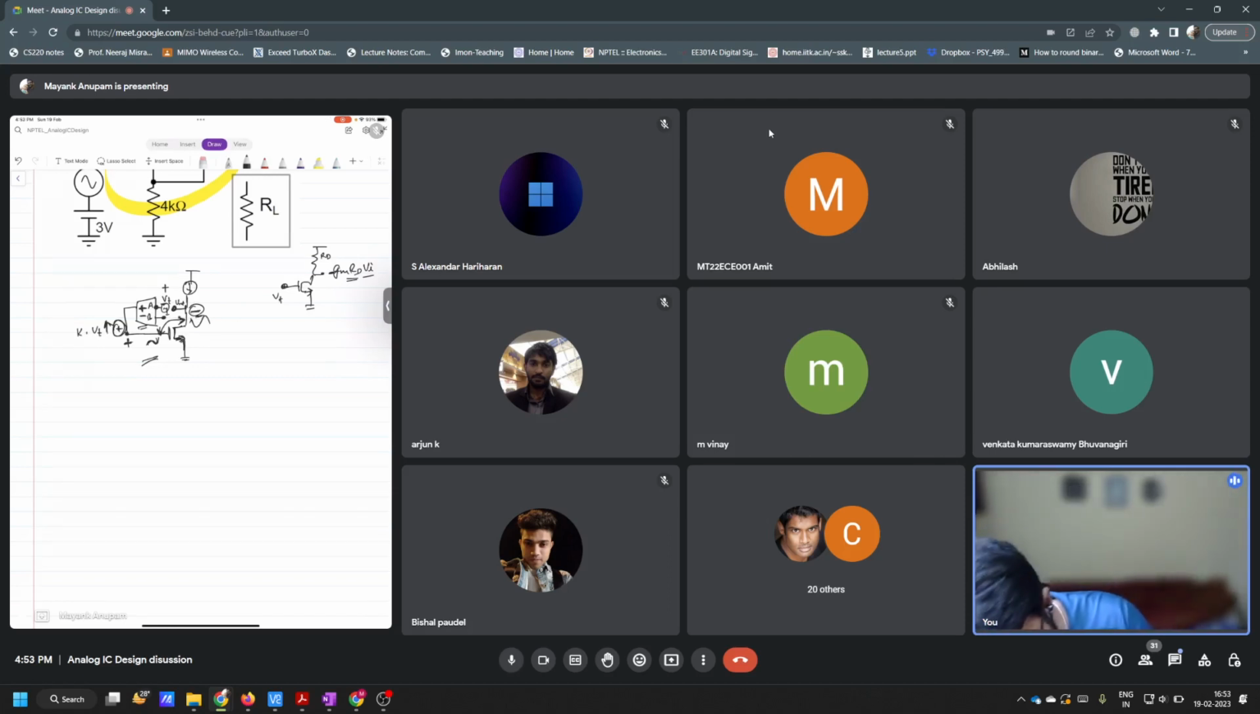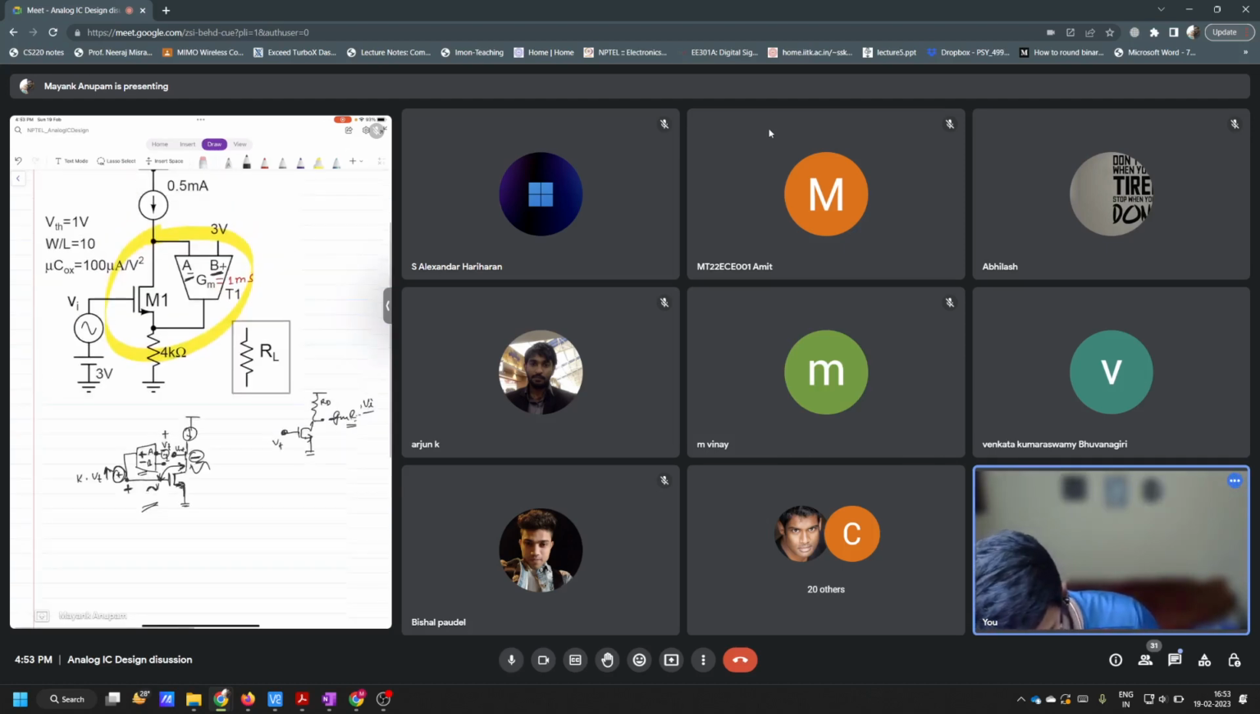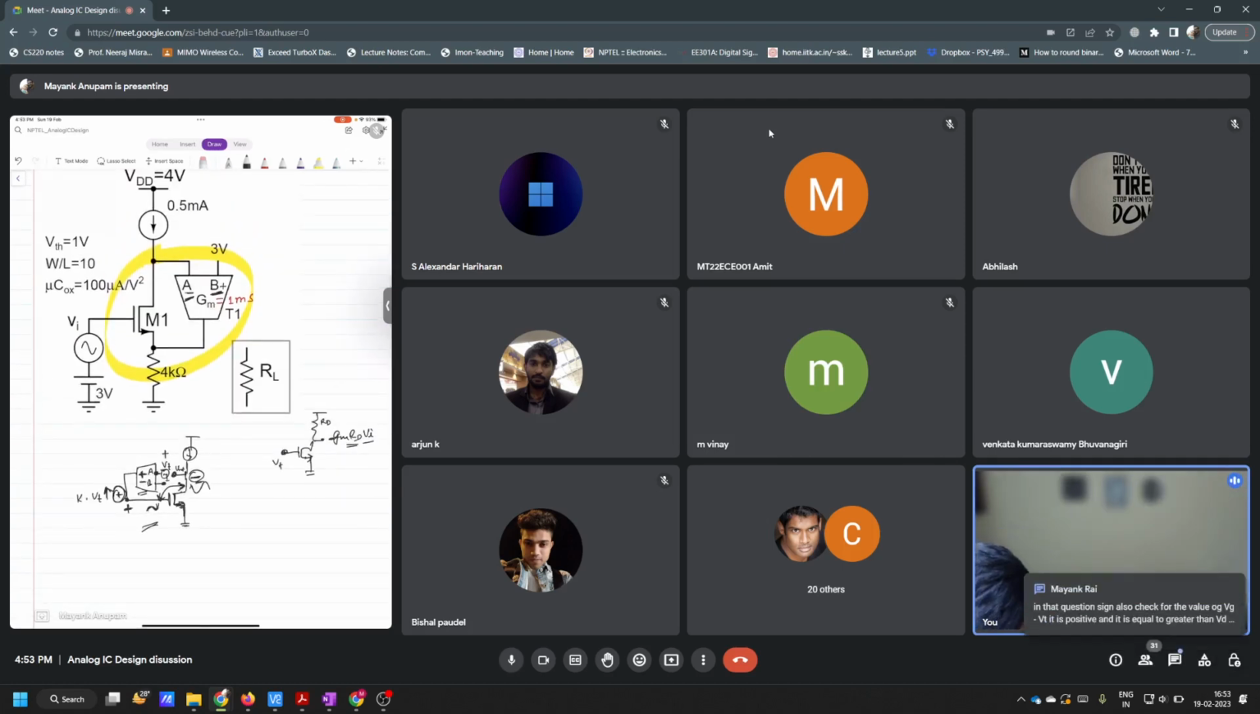So here A is plus and B is minus, correct? But in this case A is minus and B is plus, isn't it? So here also you can see, if you break the loop anywhere, let's say at this point, and let's say we apply a test voltage here, if this is plus, since it is connected to negative, the output here will be negative.